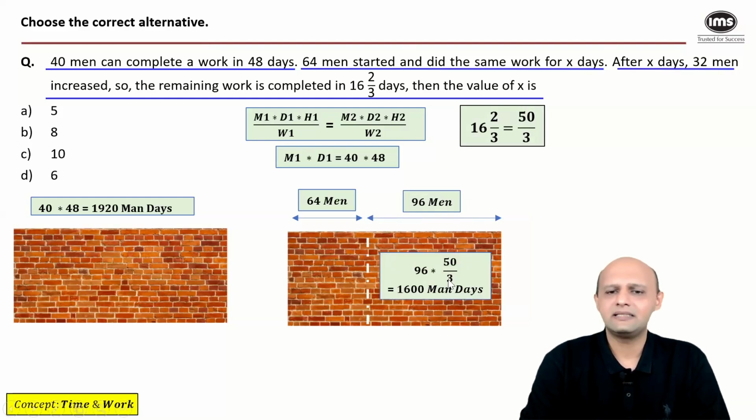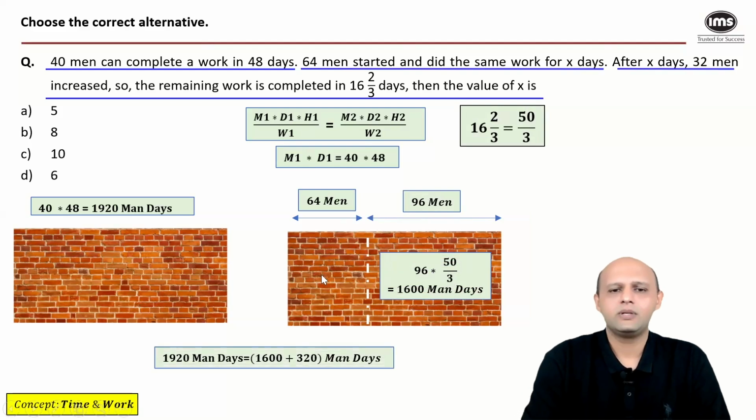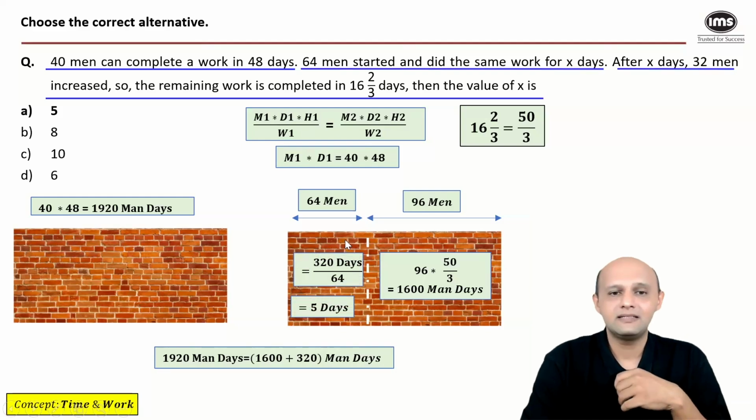So 96 into 50 by 3, 3 ones are 3 times 32. 32 into 50 is going to be 1600 man days. Now the sum of these two man days should be equal to 1920, which we originally obtained. That will happen when the number of man days to complete this task by 64 men is 320. So 64 men and 320 man days would mean how many days? It would be 320 by 64, which is 5 days, the time required for these 64 men to do this part of the work. So essentially 64 men have worked for 5 days, which is option A.